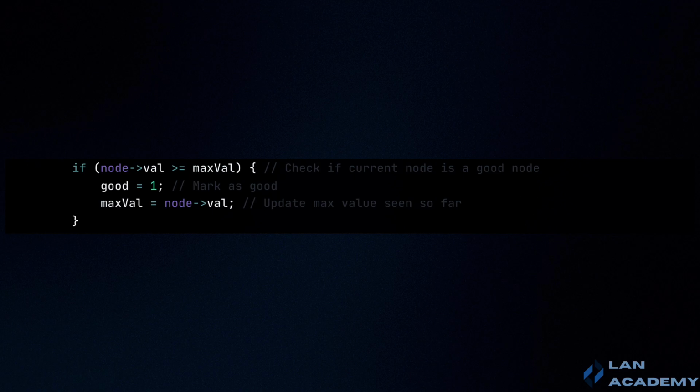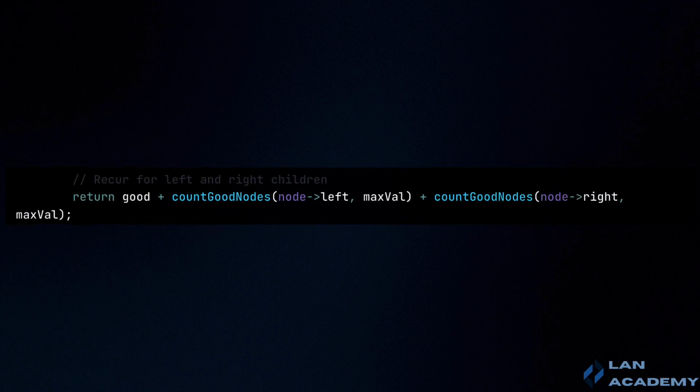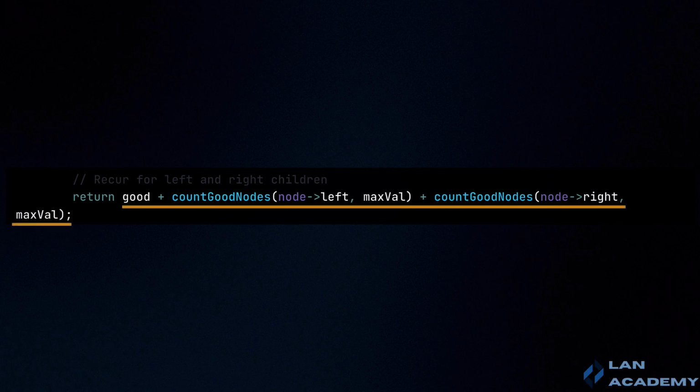When this condition is met, we mark the node as good by setting good to 1 and update the maximum value to maxval equals the value in the node pointed to by node. Next, we call the countGoodNodes function recursively for both the left and right subtrees. We add the number of good nodes found in these subtrees to the current count. This recursive call is done using this expression.